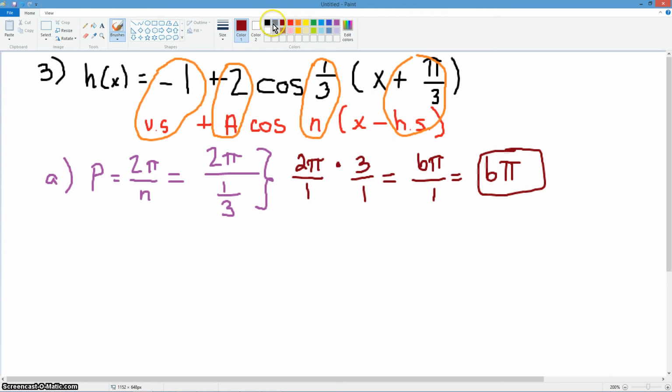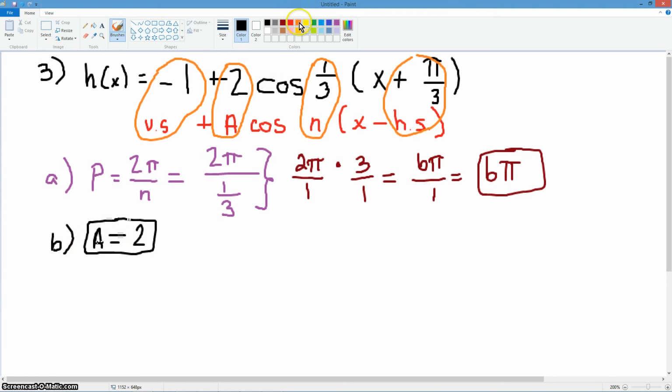Now, B is asking for the amplitude. That's very good because amplitude is easy. Amplitude is always positive. At the moment, it is positive, so it's just going to be 2.